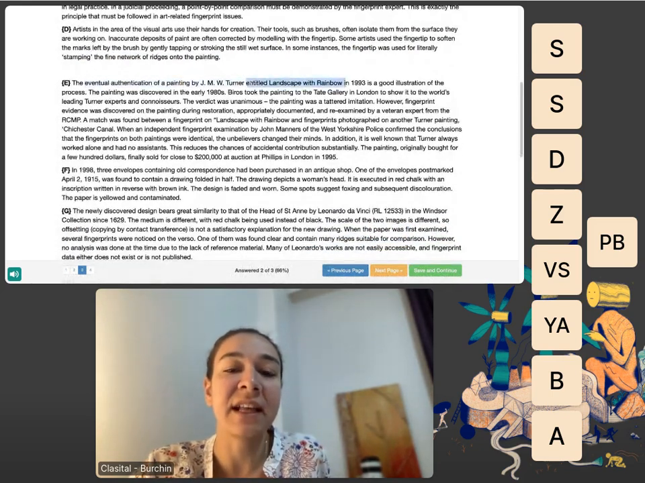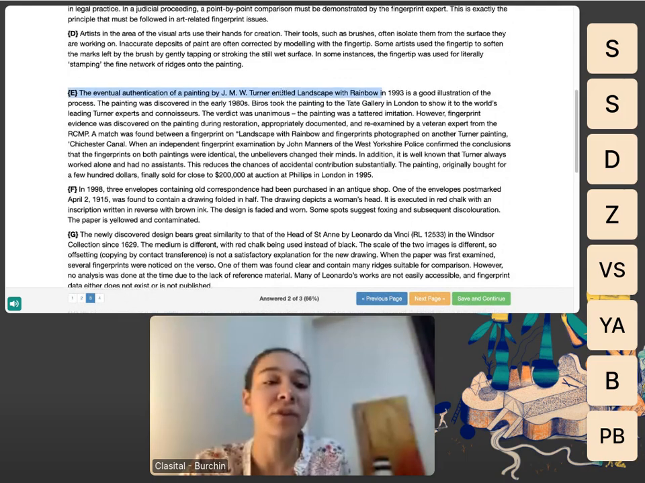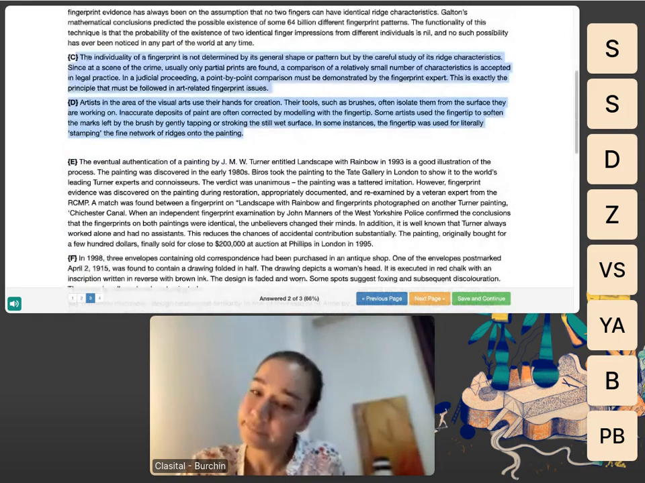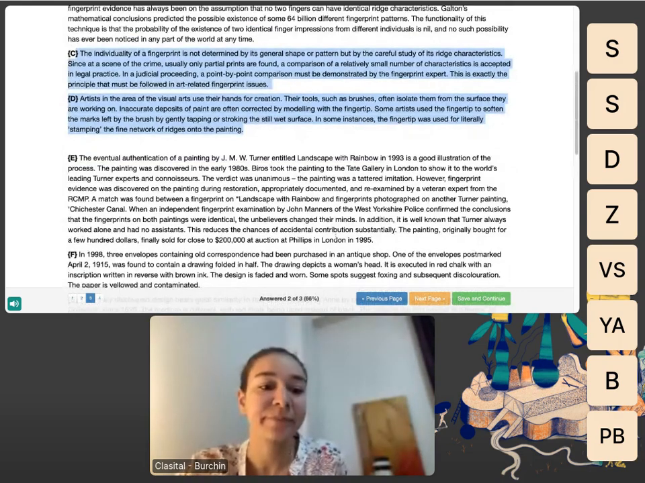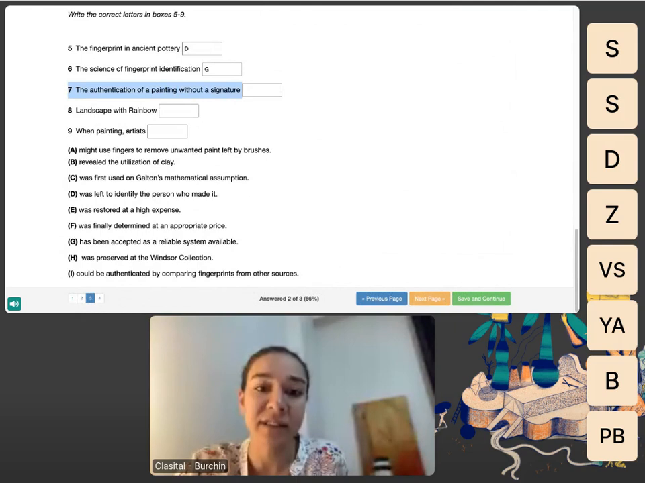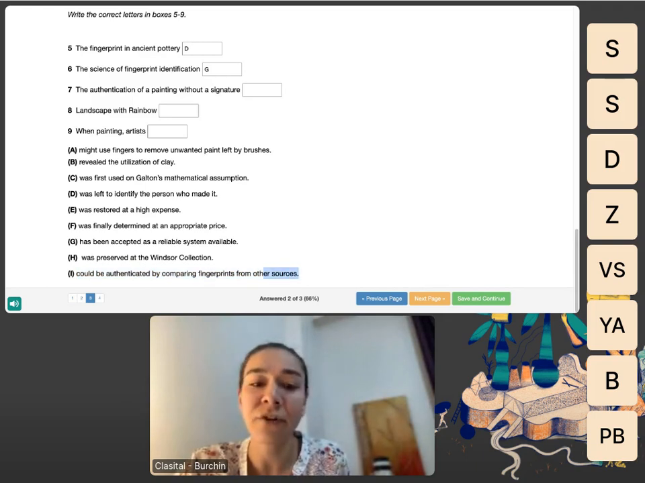Now, I have here landscape with rainbow, so I will look for my answer here. Very good. The authentication of a painting without a signature could be authenticated by comparing fingerprints from other sources.